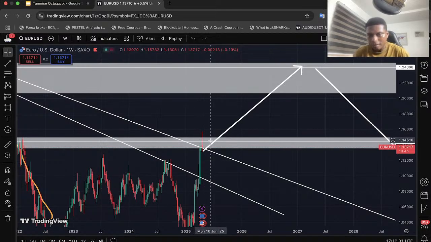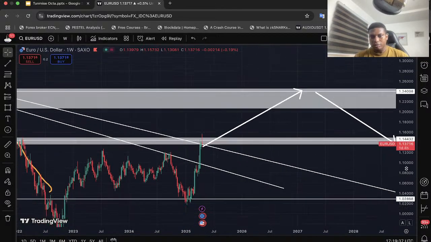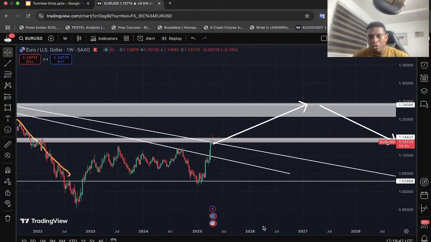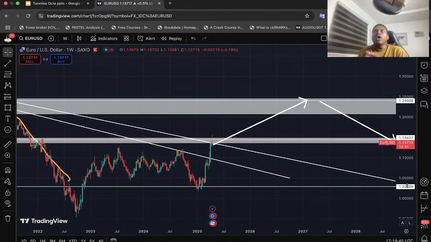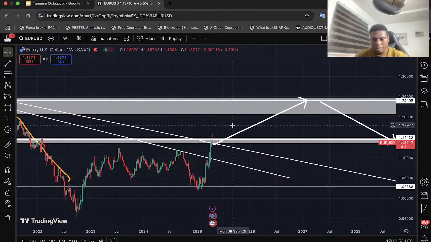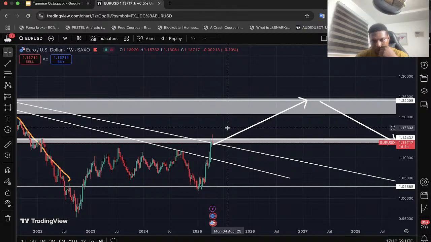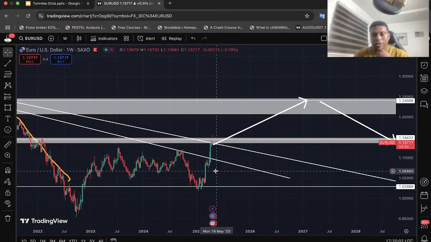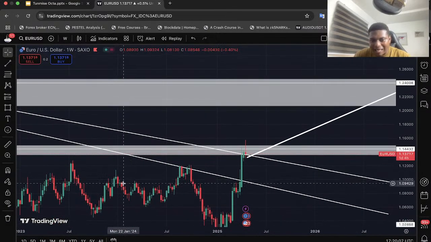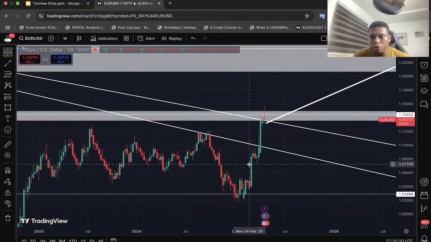Now the question is, what would most likely happen? What would price do? We are looking at what would be the probability of a continuous uptrend or a reverse movement downwards. Now let's observe the candlesticks and the events that happened prior to the breakout.